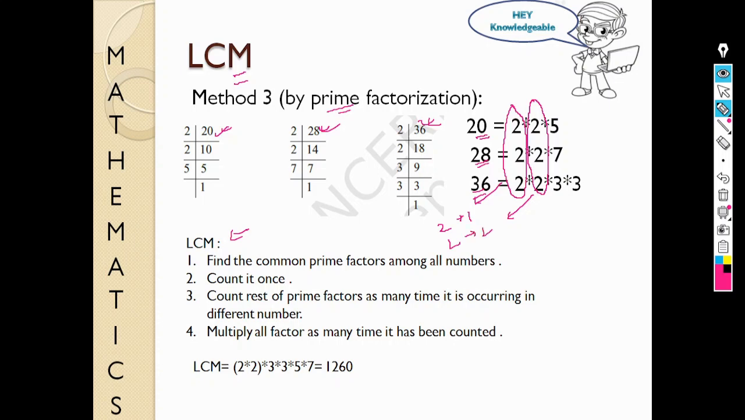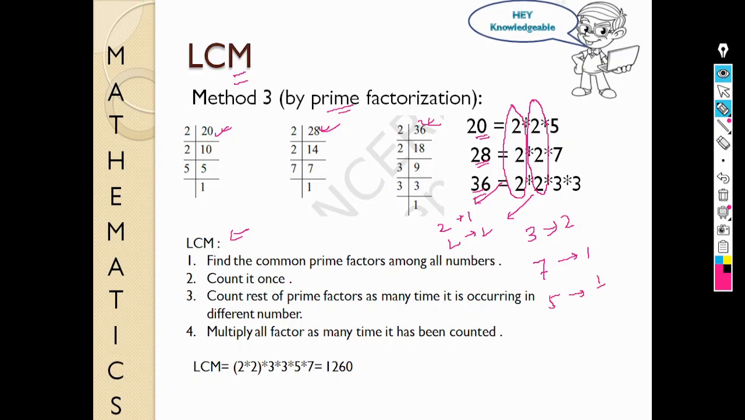Count the rest of the prime factors as many times as they occur in the different numbers. If we see 3, how many times is it occurring? 2 times. Let's see 7, how many times is it occurring? That is 1 time. And then the 5 is occurring 1 time.